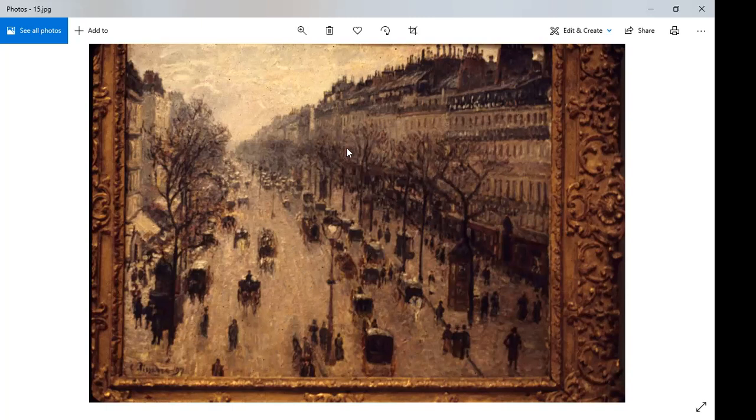So he's capturing the leafless trees, and the period between late afternoon and early evening, as the street lamps go on, they were still gas, they hadn't been electrified yet. And then the impressionist effect of the fading light reflecting off the top of each carriage, you see that, and on the street itself and the awnings. It's just brilliant. But he does use atmospheric perspective.